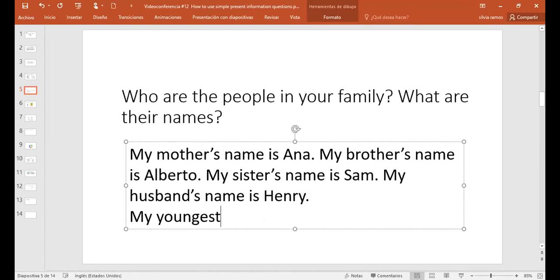Por ejemplo, yo tengo dos hermanos. My youngest sister is Sam. Right? My youngest sister. O sea, de los dos que tengo, tengo una que es la menor. Pero es la menor menor, la menor de todos los menores. Exacto. La última.